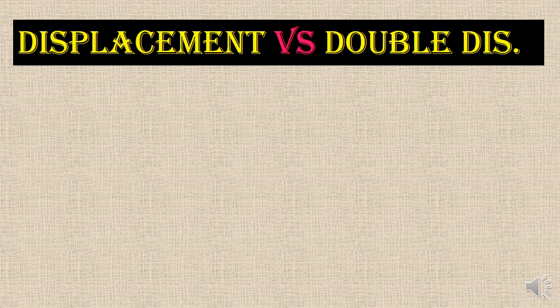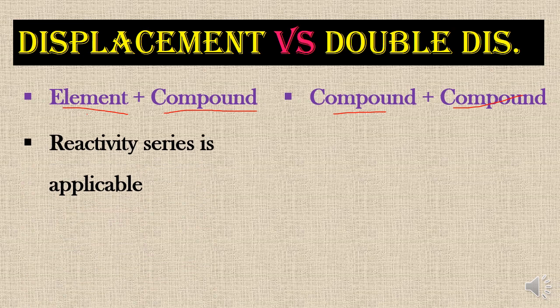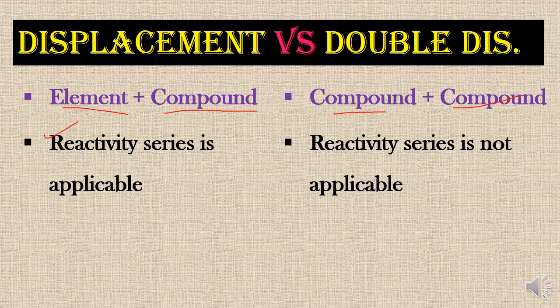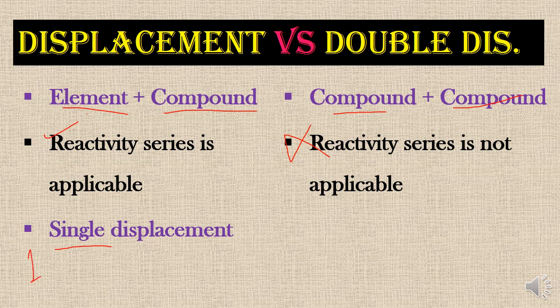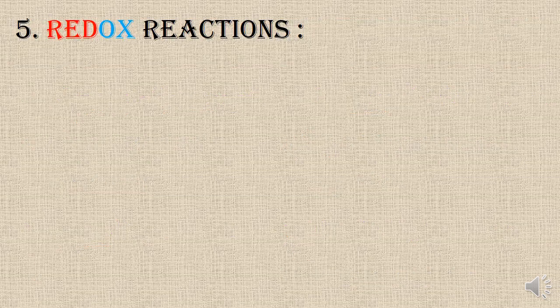Let's see the basic difference between displacement and double displacement reactions. In displacement, one element and one compound react together to form the products. But in double displacement, both the reactants are in the compound form. In displacement reaction, the reactivity series is applicable, but in double displacement, it is not applicable. In displacement, displacement takes place only once, but in double displacement it takes place twice. Double displacement mostly takes place in aqueous solution.